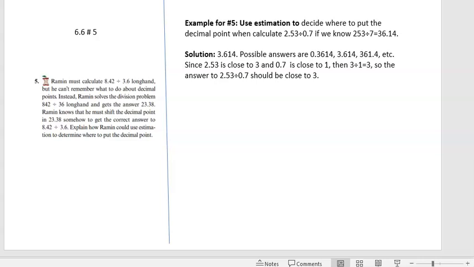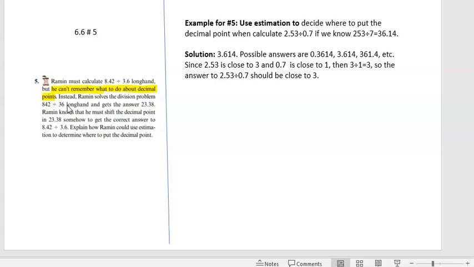Section 6.6, homework problem number 5. So in this problem, again, pay attention to the instruction. He cannot remember what to do about the decimal points. So again, we did something similar in chapter 4, actually chapter 5, when we multiply decimals.